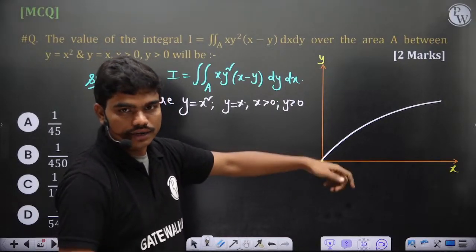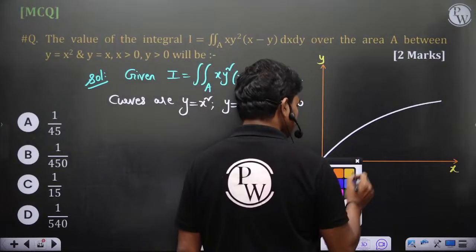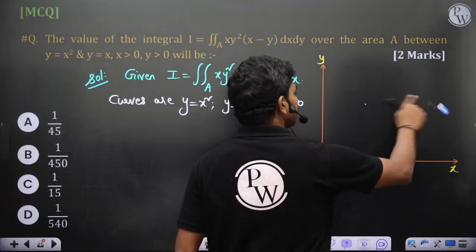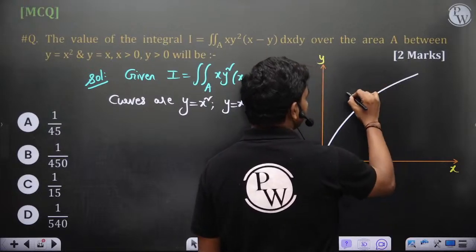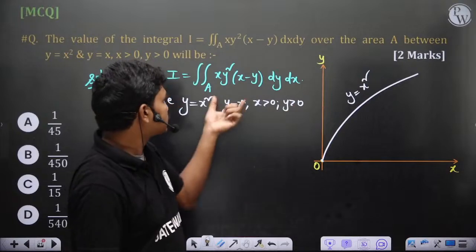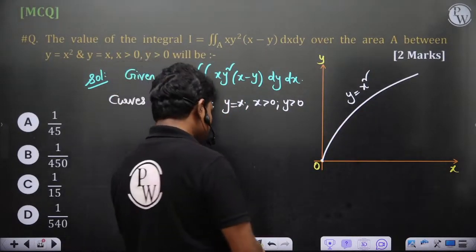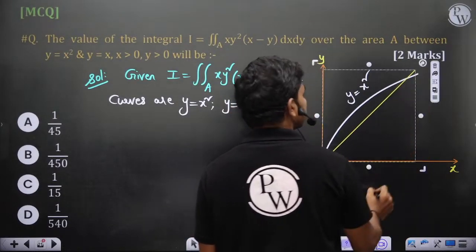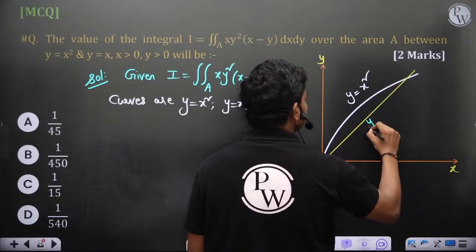See here, this is the curve y is equal to x squared. Or maybe let's plot it a little steeper so that you have some good geometry. So this is y equal to x squared. I'm plotting only in the first quadrant because it's clearly given x is positive and y is positive. Whatever I do is in the first quadrant. Then y is equal to x. The line y equal to x looks something like this. So this is the line y is equal to x here.